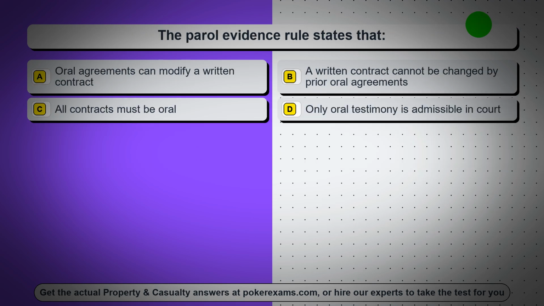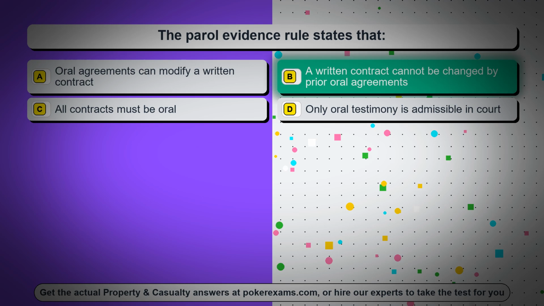Question 80. The parole evidence rule states that, option A, oral agreements can modify a written contract. Option B, a written contract cannot be changed by prior oral agreements. Option C, all contracts must be oral. Option D, only oral testimony is admissible in court. The correct answer is option B, a written contract cannot be changed by prior oral agreements.